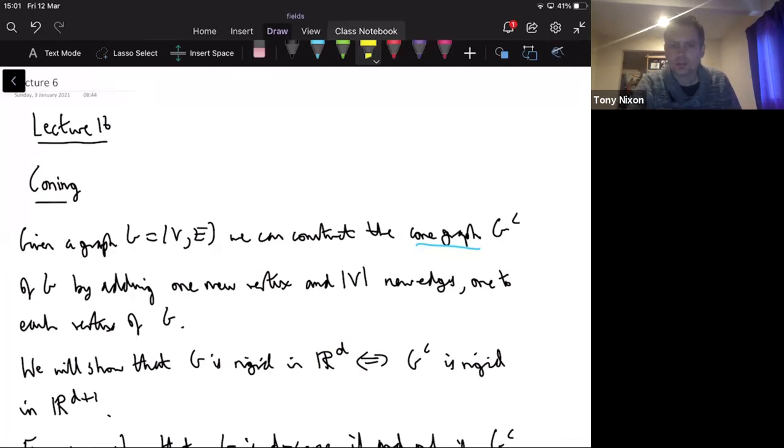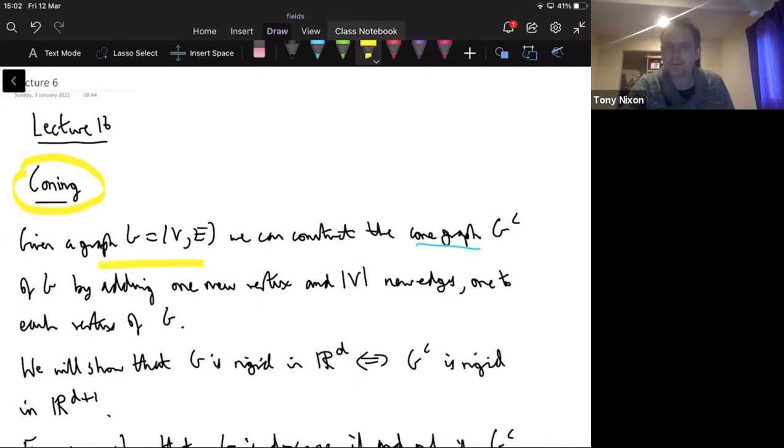Today, we finished global rigidity last time in terms of the generic characterization in 2D. So now I want to do something slightly different. I want to start thinking about things a little differently to generic bar joint structures. But to start with, I'm going to go through a fundamental idea in rigidity, the idea of coning. We did very briefly describe this at some point, but I want to go into the details.